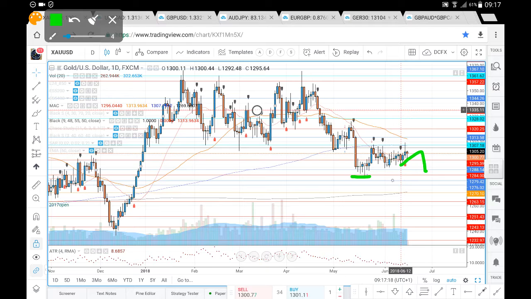But if we do break down, we possibly might retest the lows in around 1284. See if we do form a bit of a double bottom and see a continued recovery here to the upside on the XAUUSD.